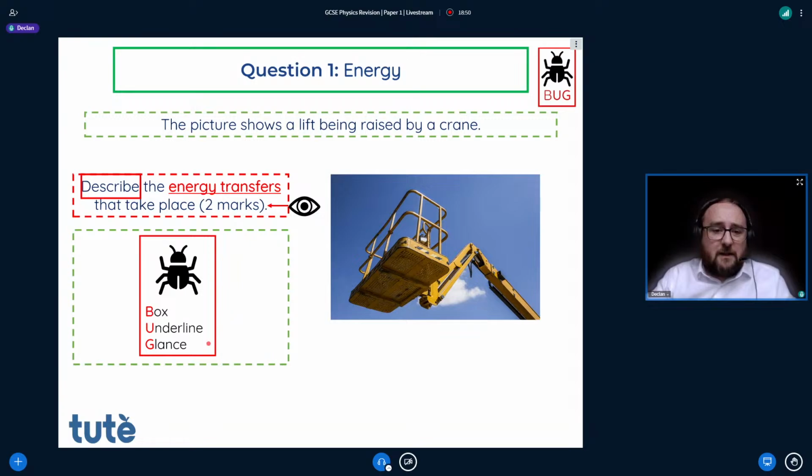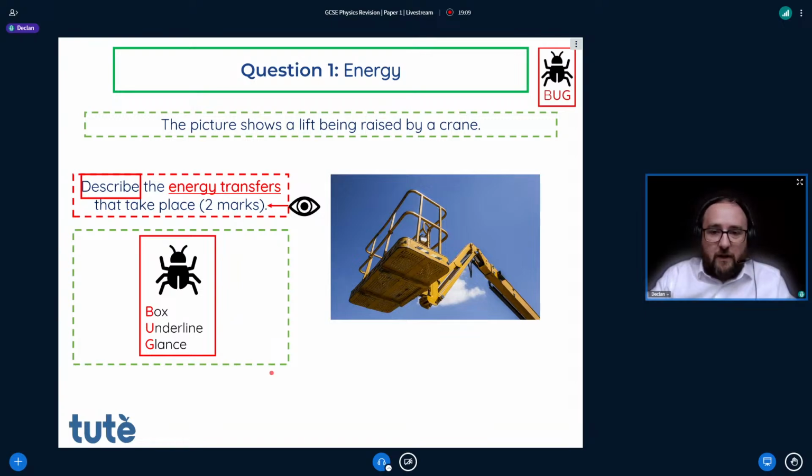And then we need to glance at our marks. So have a little look, 2 marks. So we're after probably about 2 things, just to remind ourselves. So what I'd be thinking is, right, the picture shows a lift being raised by a crane, so we need to describe the energy transfers, looking at more than one energy transfer.